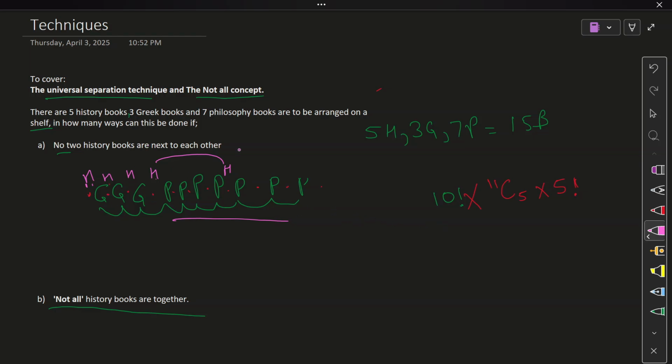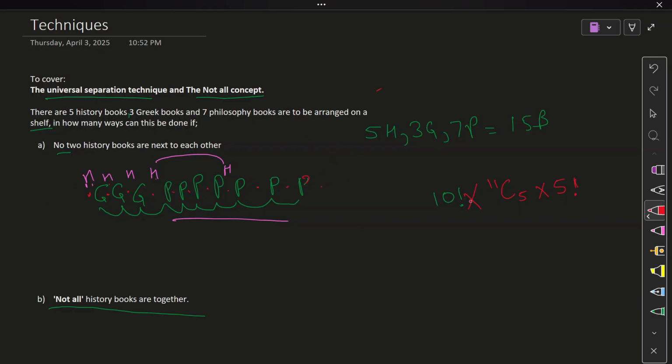So I hope you have the visualization and the concept perfect in your head. Now let me just do a review. Whatever you have to separate, forget about that and arrange whatever you have first. Apart from the history books, whatever I had, Greek and philosophy books, arrange them; they can all move around 10 factorial. Now unlock positions. That means think between the books and the first position and the last position. Count them down. I had 11.